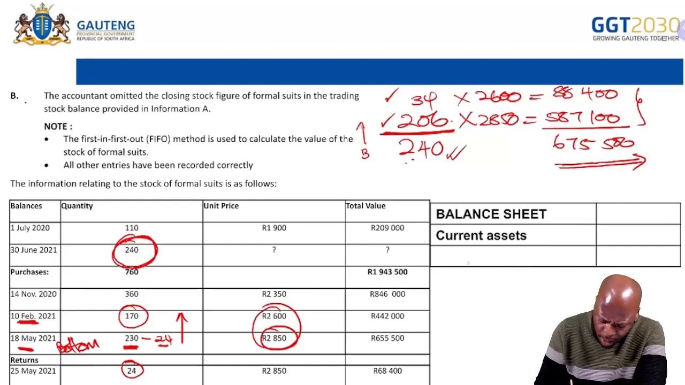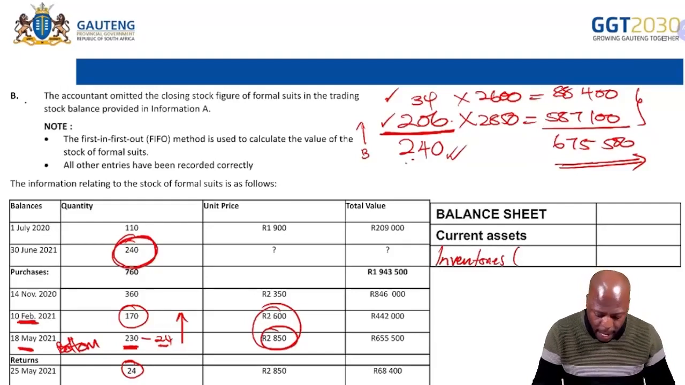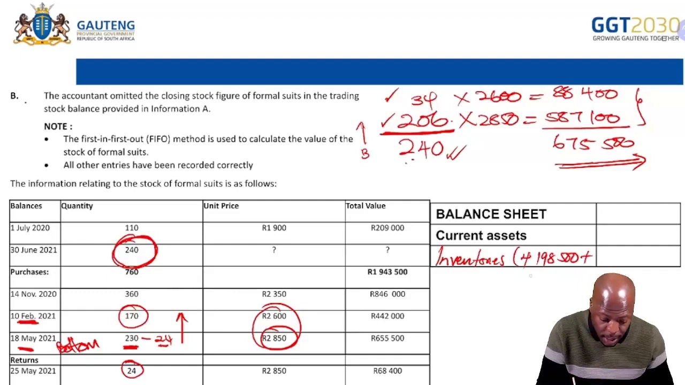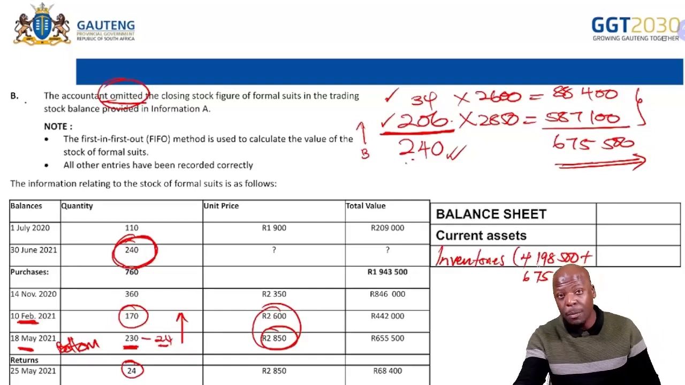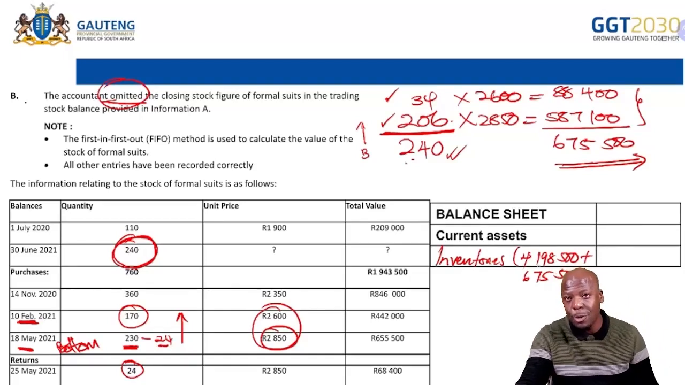So when we come now to our current assets, when we are talking about our inventories, you would understand that in the list of balances, we had already an amount which was there, which was 4,198,500. It was already given. Then you're just going to add, because they said it was omitted. So you're going to come and add your 675,500. That is what you're just going to do. I'm not going to close the bracket now because there's still more information we need to consider. Okay, so this is adjustment B.